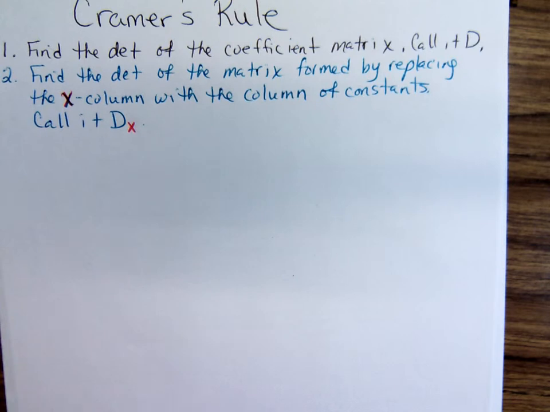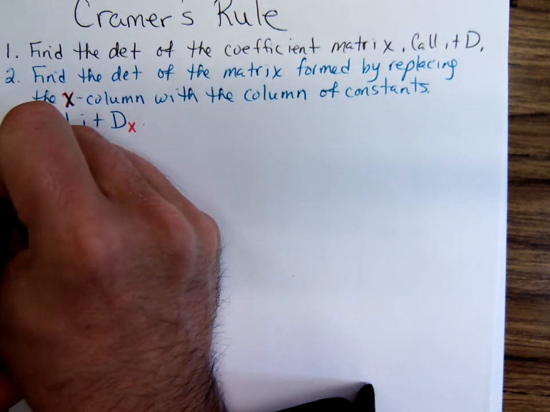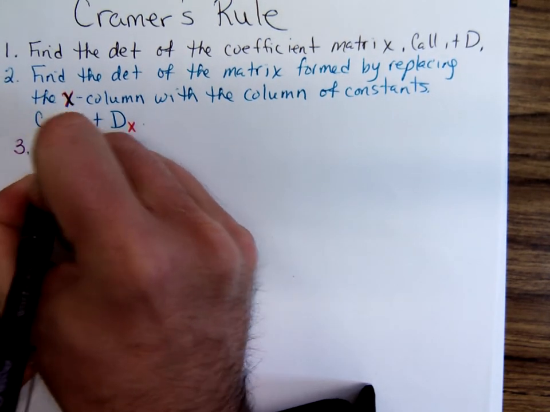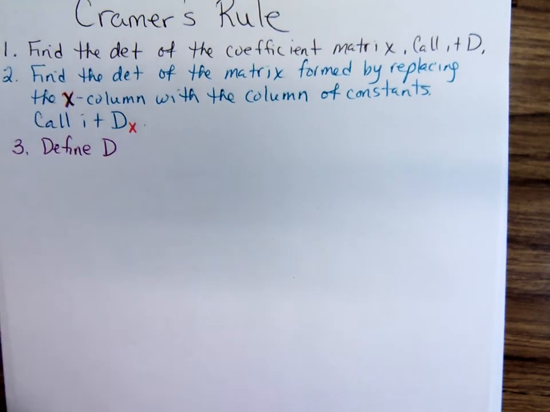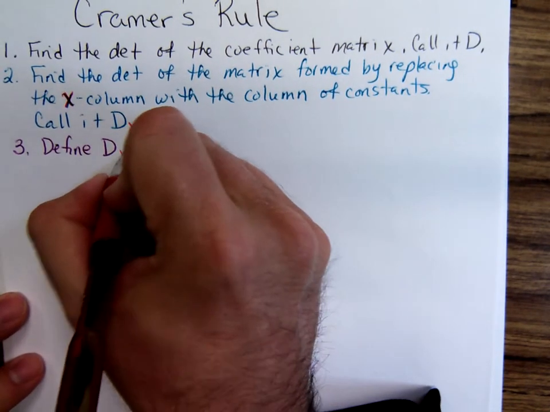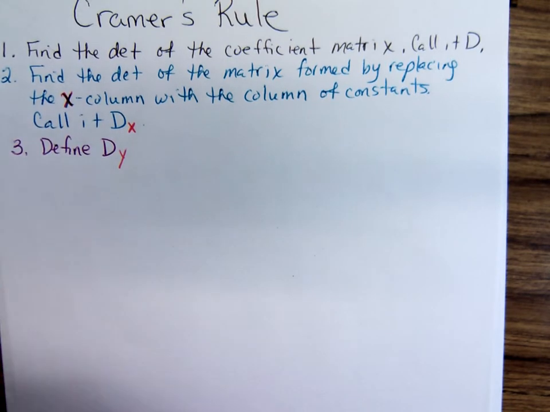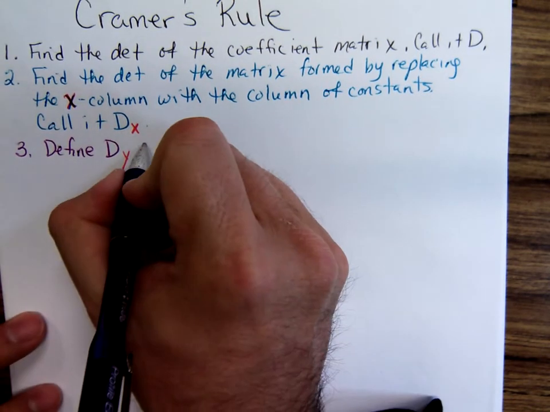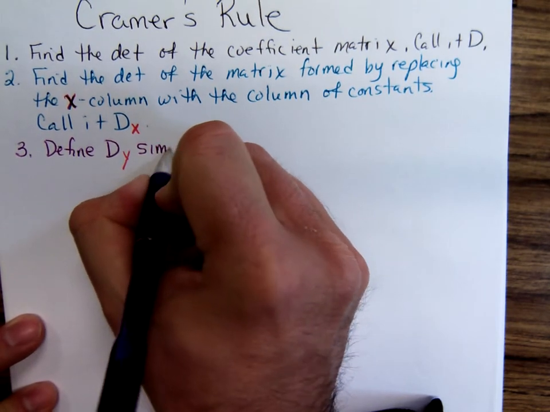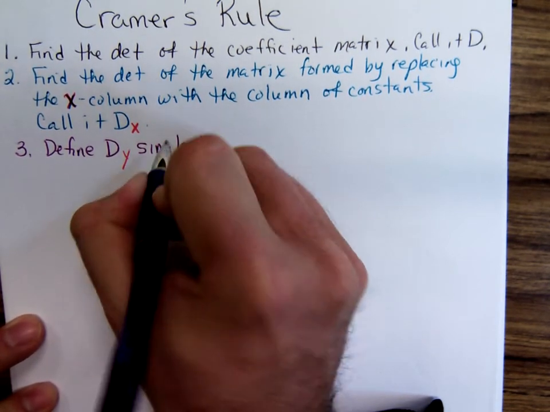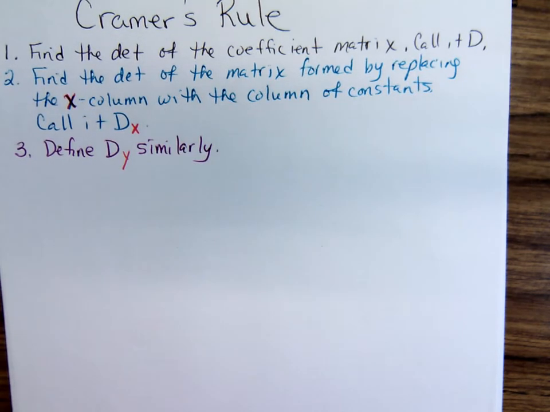just say define D subscript Y similarly. By that I mean we'll replace the Y column with the column of coefficients. Excuse me, column of constants. Similarly. And then here it is. Here's the statement of Cramer's rule.